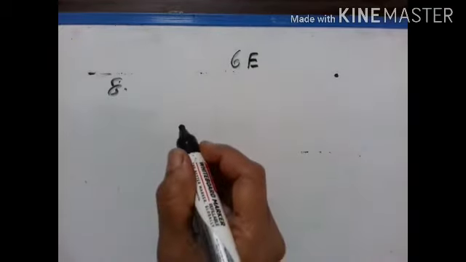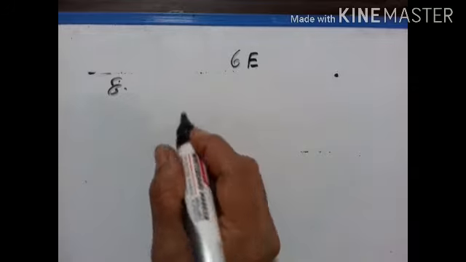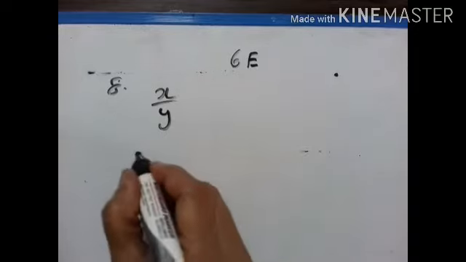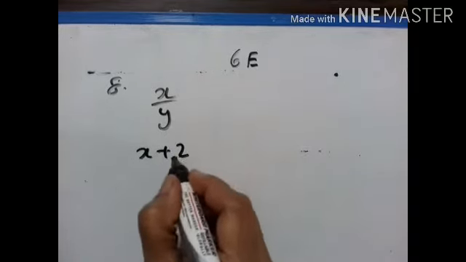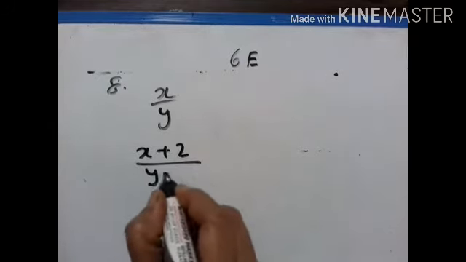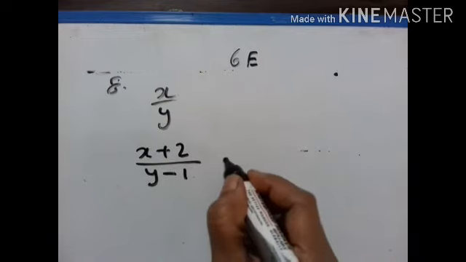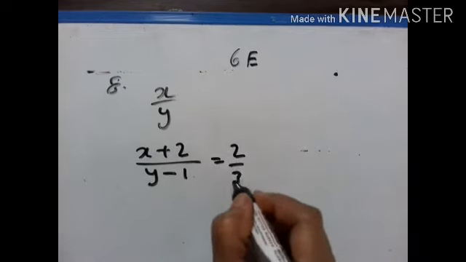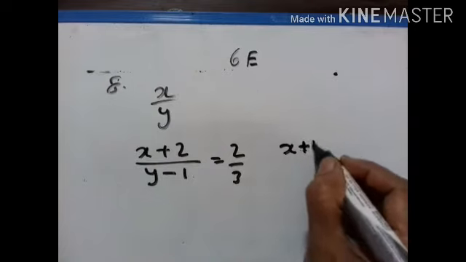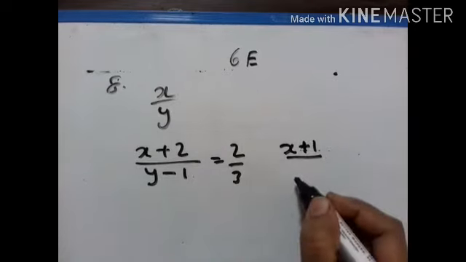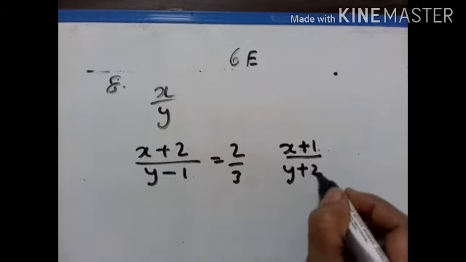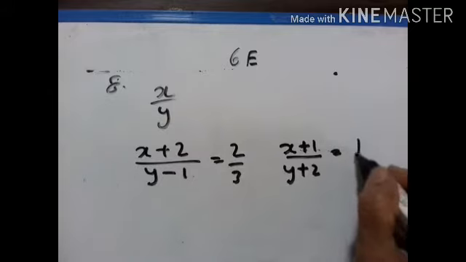Eighth problem. Let the fraction be x upon y. If the numerator of a fraction is increased by 2 and the denominator is decreased by 1, it becomes 2/3. If the numerator is increased by 1 and the denominator is increased by 2, it becomes 1/3.